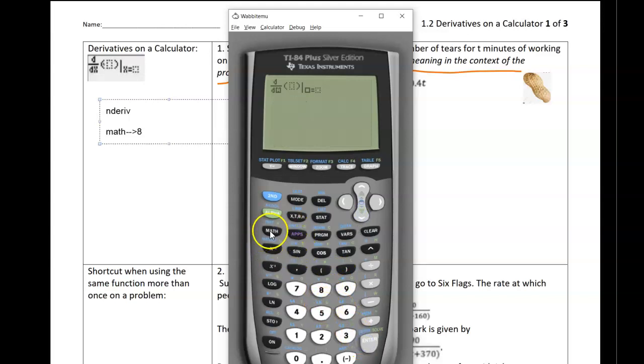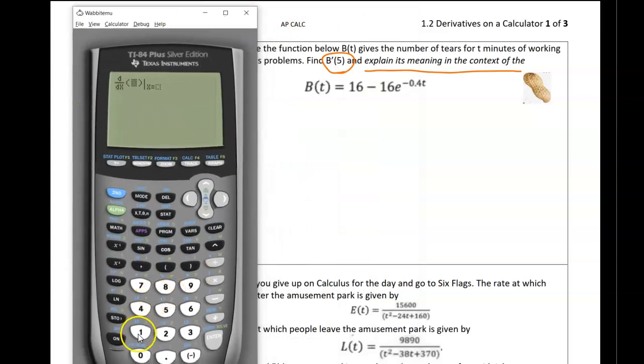You can hit that, or you can just hit math and then the number 8, and then I'm going to use the x button to tell it I'm talking about x. We're always going to use x in here, so you're always going to do that. And then I'm just going to type in that function exactly how it looks. So 16 is easy, but the rest is a little bit uglier. So 16, and then e is the second ln button, e to the x. Nope, just kidding. e to the negative 0.4x.